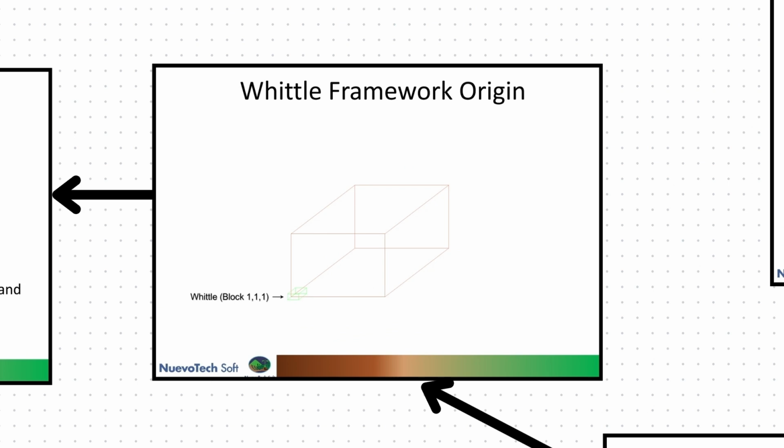The Whittle framework origin is the spatial location of block one by one by one. The slide shows a simple diagram. The origin point is where the block indices start. In mines like those in Indonesia, planners set this origin carefully. It defines the reference for all the IJK block coordinates. For example, if the origin is the lower left corner of the pit at an elevation of 2000 meters, then block 1,1,1 is at those coordinates. All other blocks are built from that reference, like that.